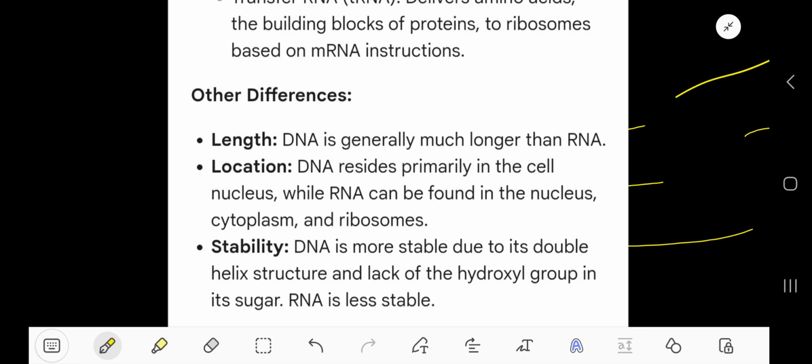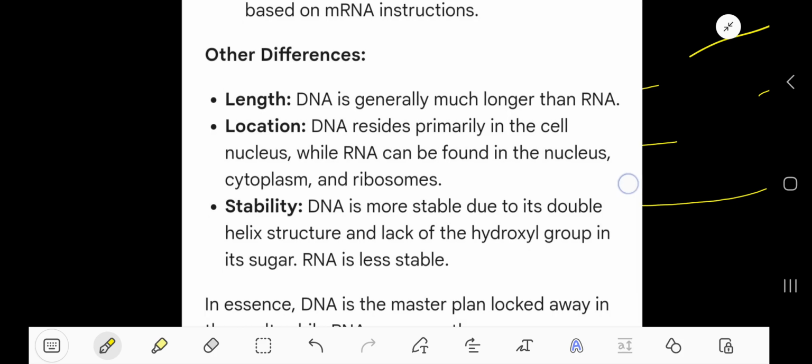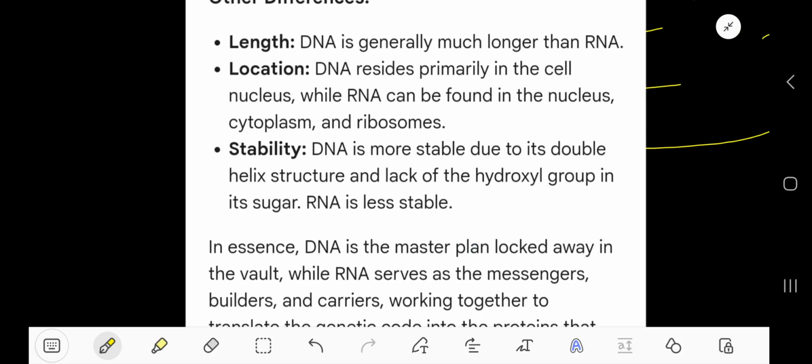Other differences. Length. DNA is generally much longer than RNA. Location. DNA resides primarily in the cell nucleus, while RNA can be found in the nucleus, cytoplasm, and ribosome. Stability. DNA is more stable due to its double helix structure and lack of the hydroxyl group in its sugar.